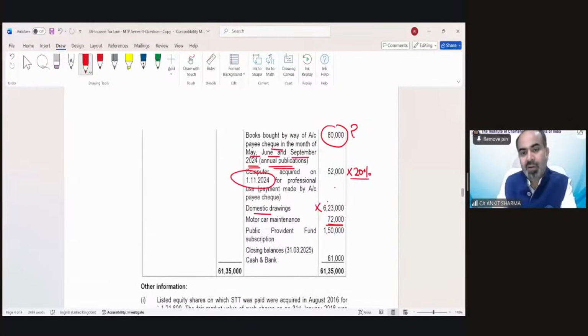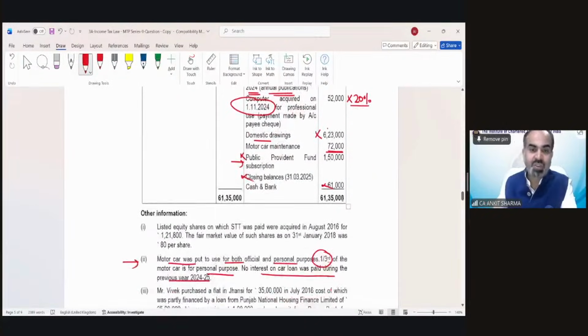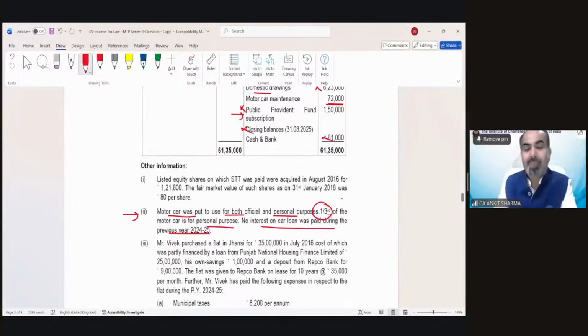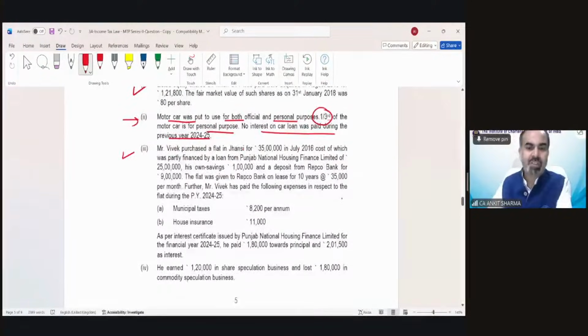Public Provident Fund, not a business expenditure, skip it. Closing balance, skip it. Now we need to check the additional information. This information is for capital gain purpose, not for PGBP. This is for PGBP, we have considered it. Again, this is from flat, etc. Income from house property information is there.